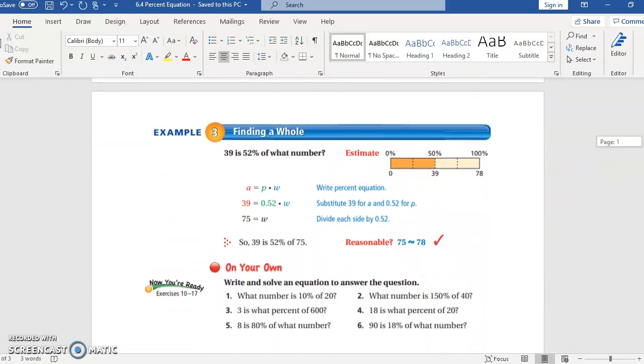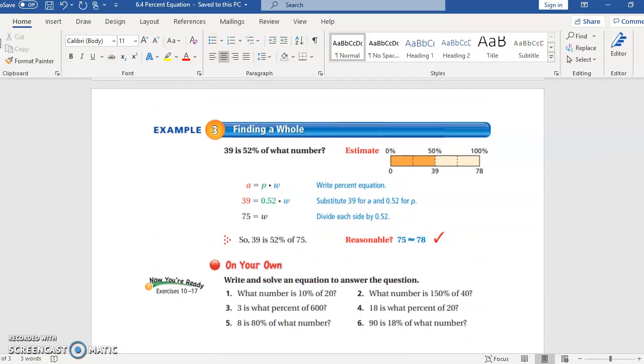Okay. Now example 3, finding a whole. This is the third type of problem you could find. 39 is 52% of what number? So 39 is our part. We're going to put it where the A is, equals 52% is our percent. So I'm going to change it to a decimal, 0.52, of what number? We don't know the whole, so the W stays the same.